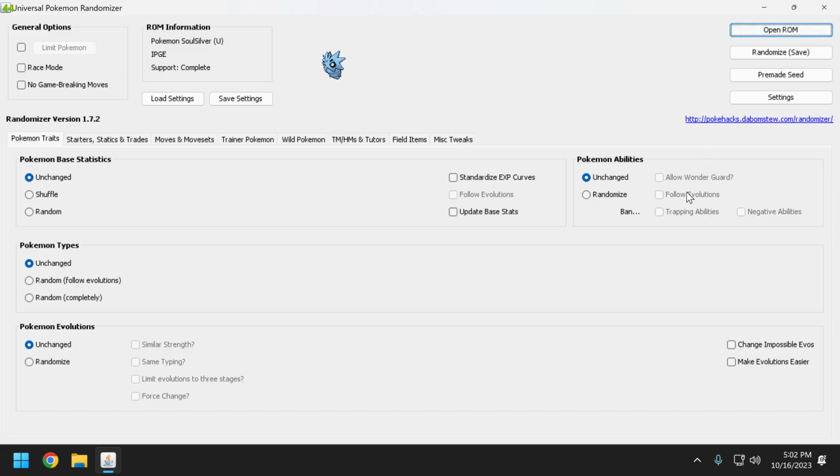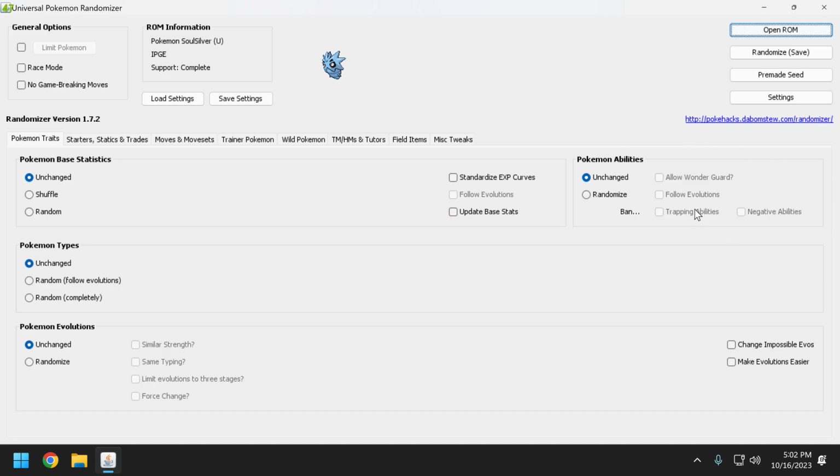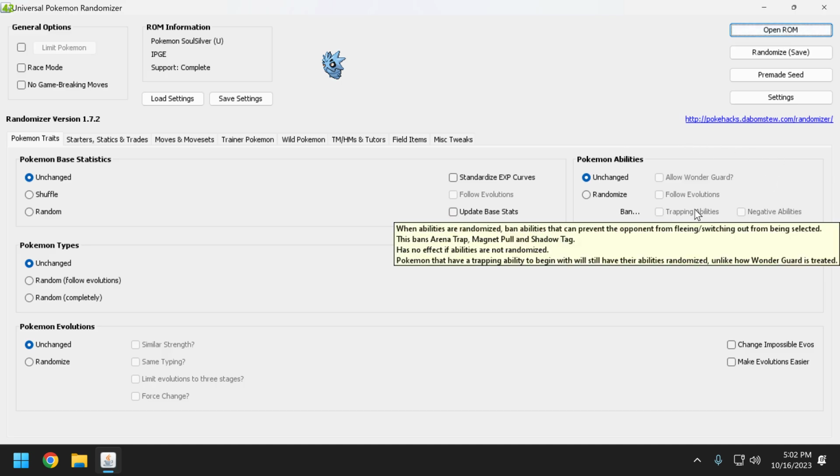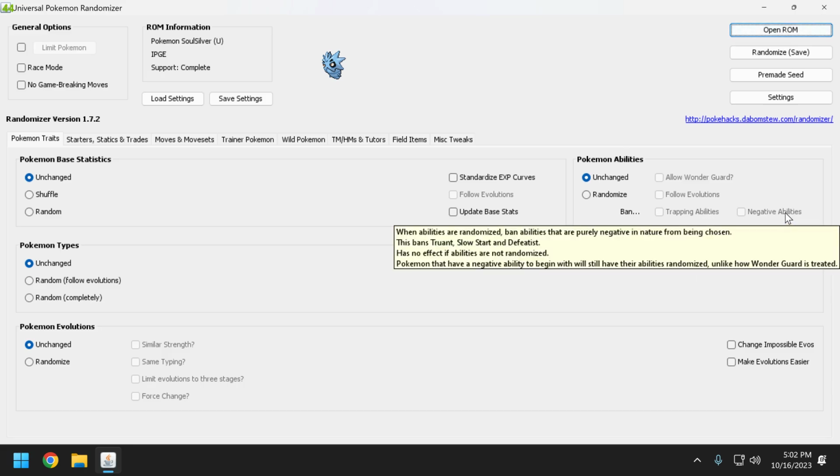You can have it follow the evolutions. You can ban trapping abilities, so stuff that stops you from escaping battles and swapping Pokemon. And then you can just get rid of negative abilities that are just straight up bad.